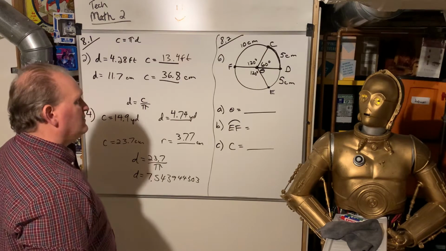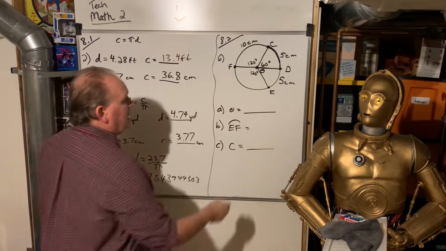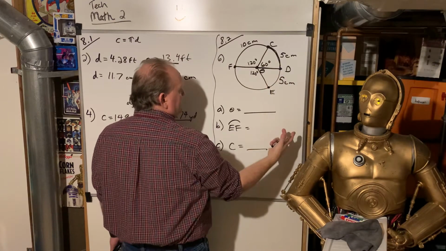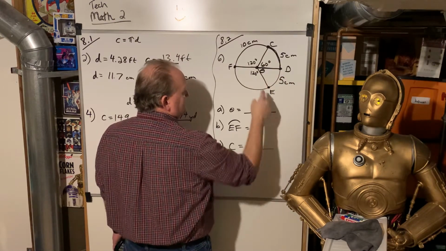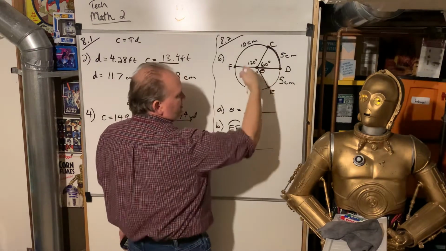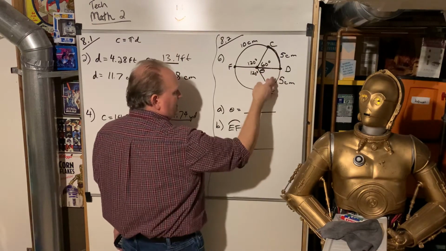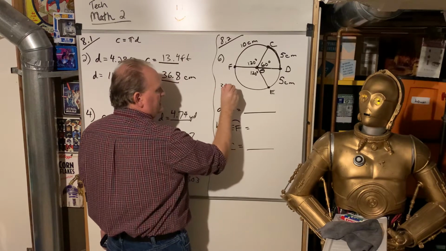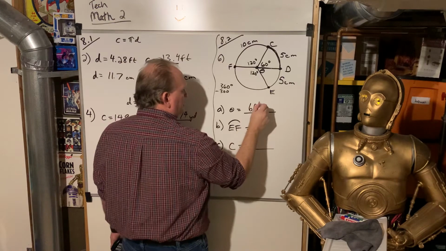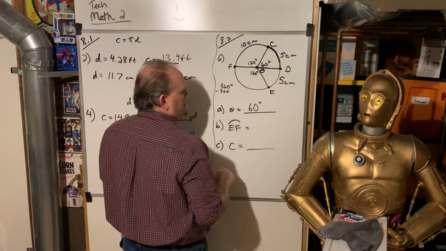So this one, we don't really need much. They said find theta. So we can do that by adding everything up and subtracting from 360. So what do we have here? 240 plus 60 is 300. So we have 300 degrees showing. So that has to be 360 minus 300 is 60 degrees. All right, which also makes sense.